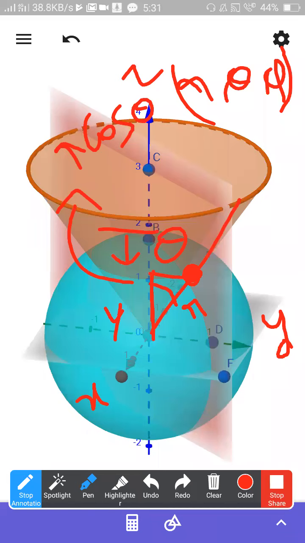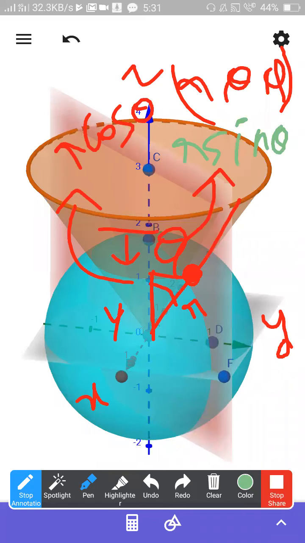Now anybody tell me what will be the value on the y-axis? r sin theta. Yes, it is correct, it is r sin theta. He has given the correct answer. This is r sin theta.